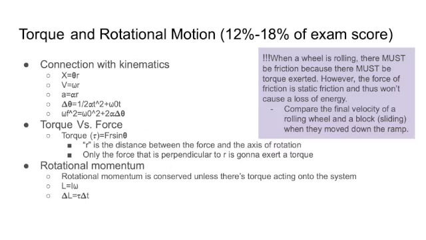Moving on to the last unit, torque and rotational motion. In this unit, we're going to use theta, omega, and alpha. However, if you multiply these variables by r, or the radius, you can get the variables in linear kinematics, which is x, v, and a.